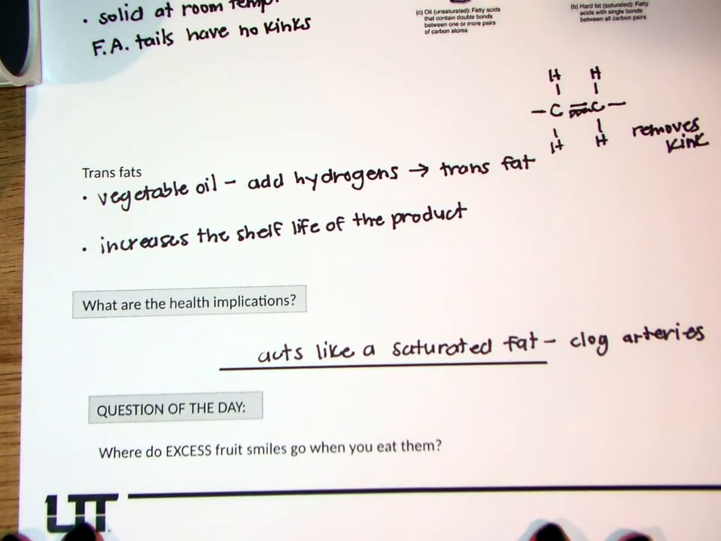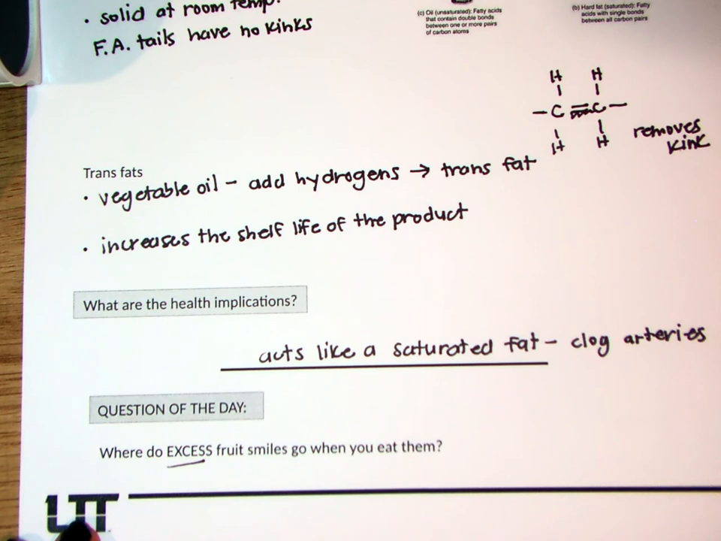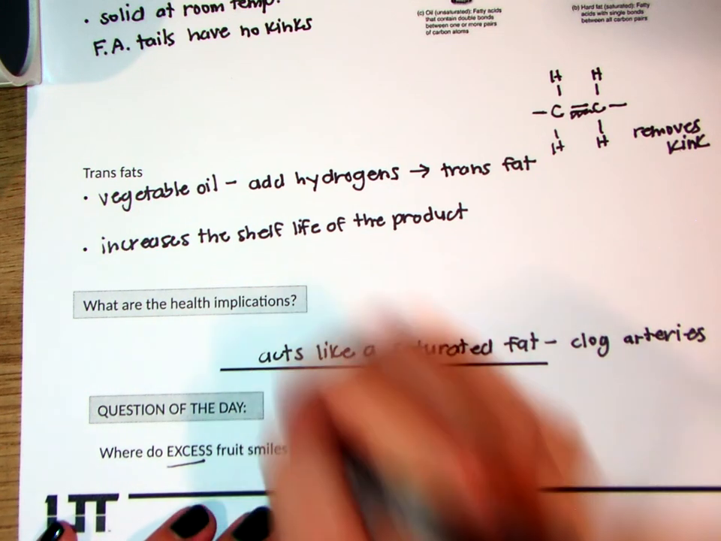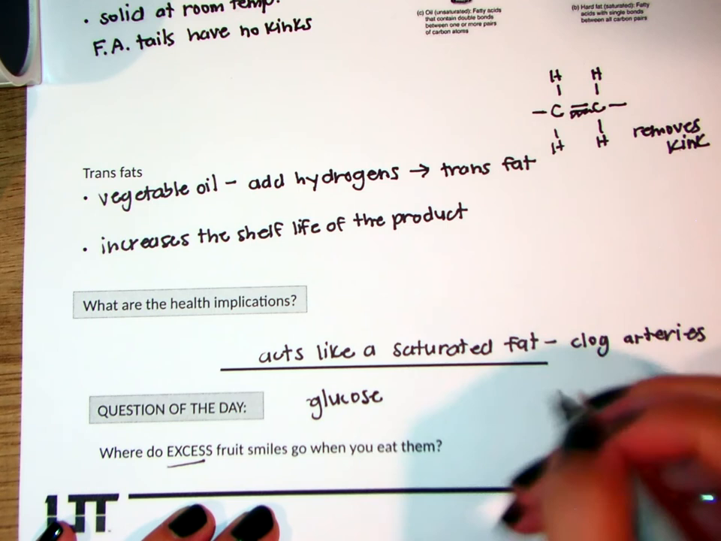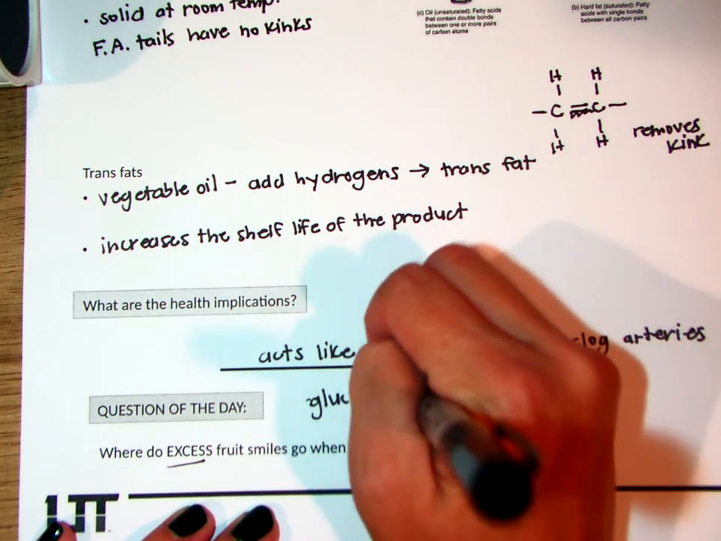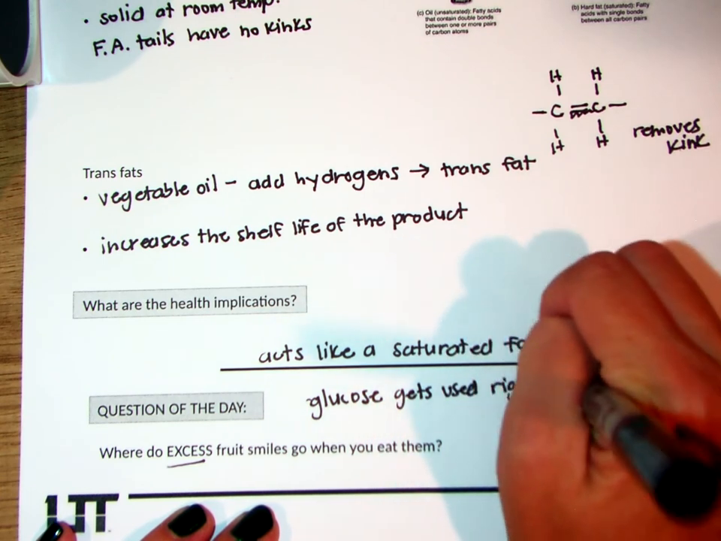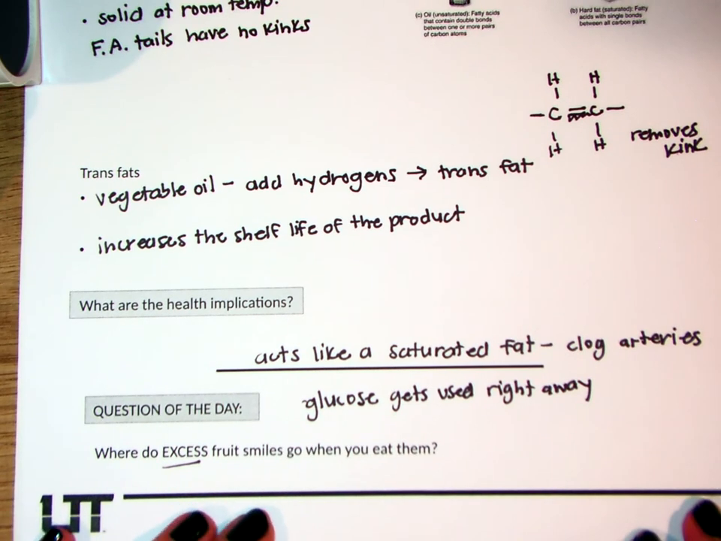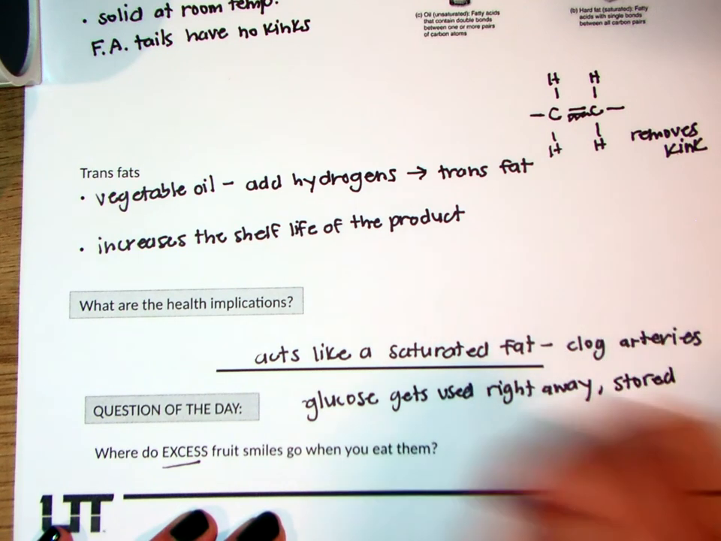So we did answer the question of the day, but this one's a little modified. Where do excess fruit smiles go when you eat them? So let's say you down an entire box of fruit smiles. Where does the extra go? So the glucose, remember our carbohydrate monomer, for our fast energy, gets used right away. And if you can't use all of it right away, it's stored in the liver as glycogen.